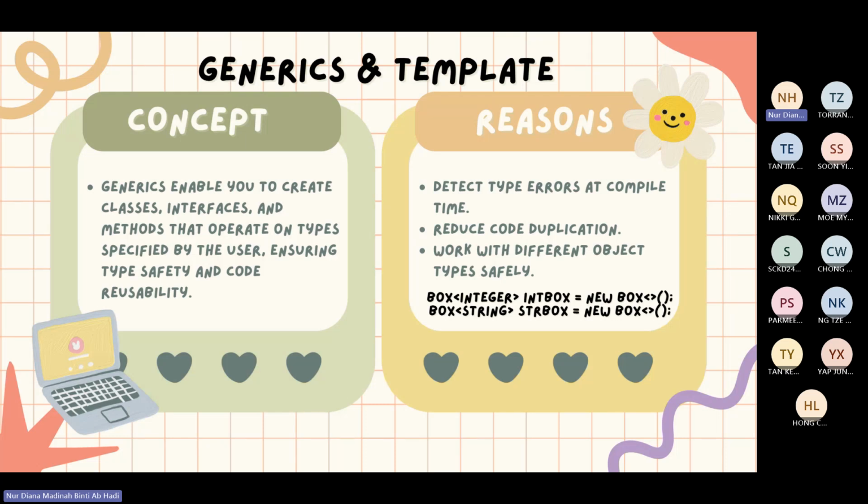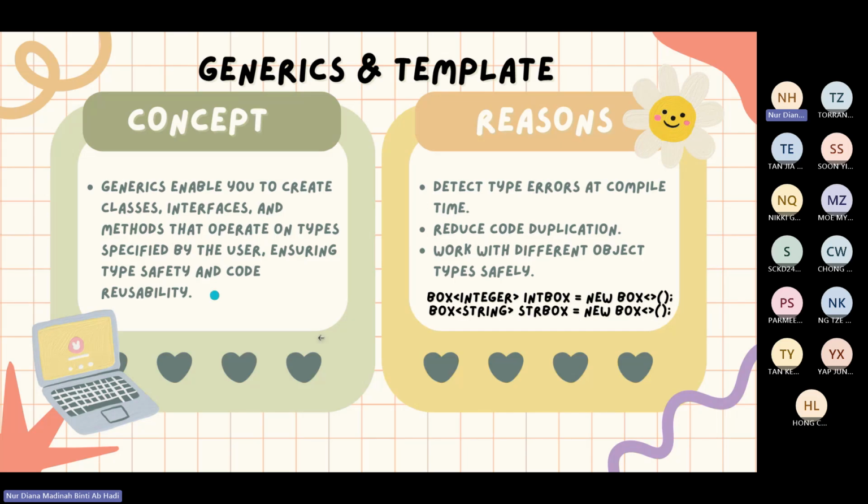So that's why when we talk about generics and templates, it will enable you to create classes, interfaces, and methods that can operate on different types, but the type is specified by your user, which ensures type safety and code reusability. Why do we need all of this? Because it makes it easy to detect type errors when you compile, reduces code duplication, and works with different object types safely.